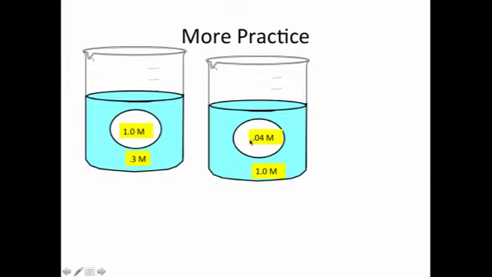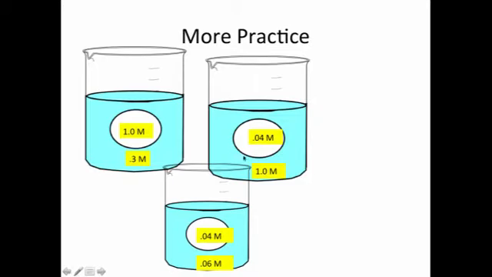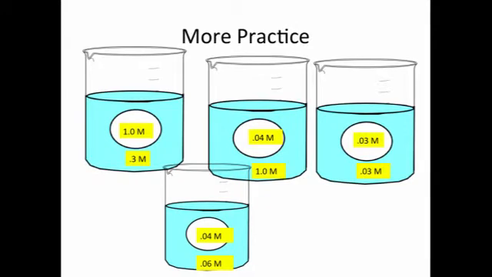In this one, I have 0.04 molar in the egg, 1.0 in the environment. So in this case, the stuff in the environment is going to move into the egg. Here we have 0.04 molar solutes in the egg, 0.06 molar solutes in the environment. So again, there's more outside the egg than inside, so it will move in.